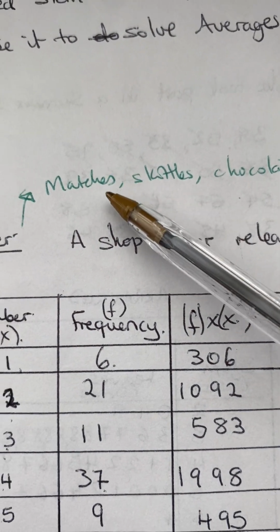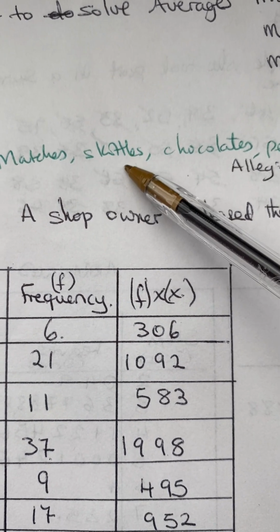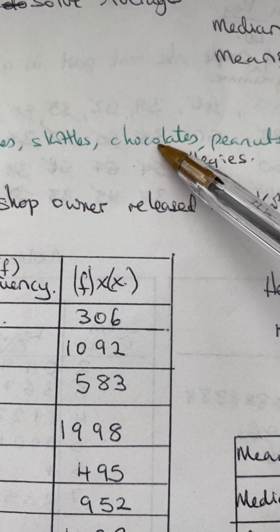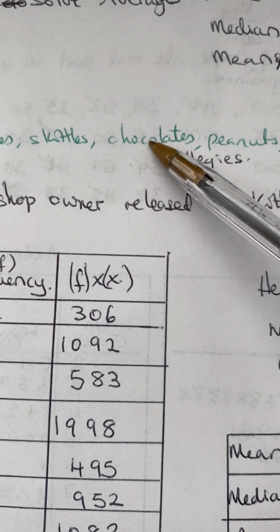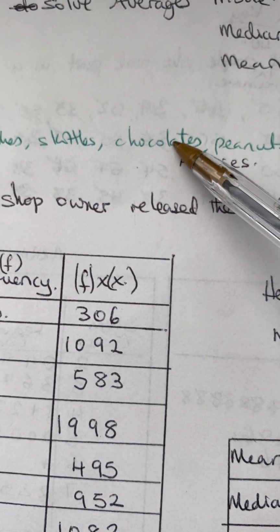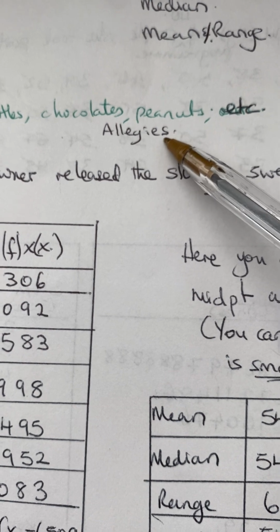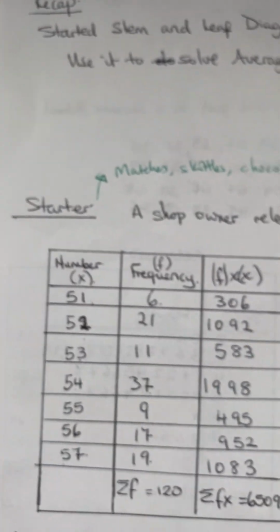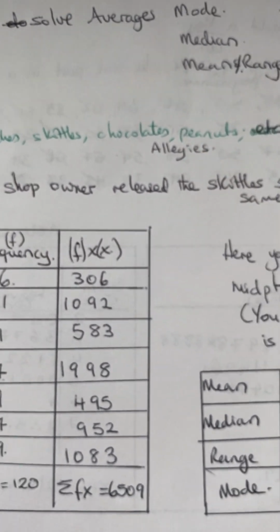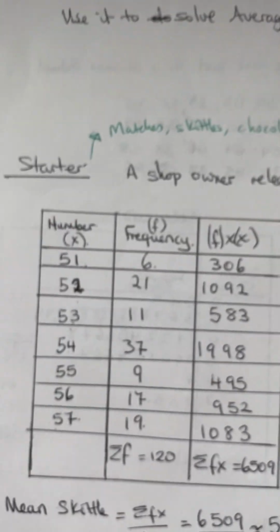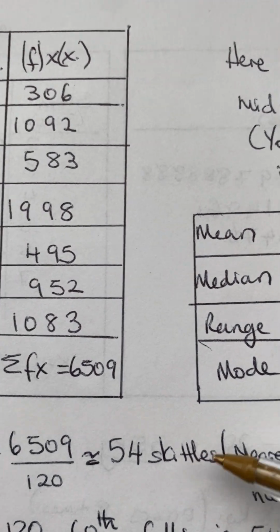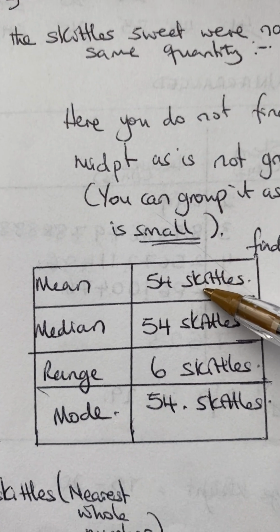So if you have things like matches, skittles, chocolates, the chocolate celebrations, you can't have like 2.01 of them. You can only have whole numbered sweets. So be mindful of the question, what they are giving you to solve. So in this case, it's skittles. So to the nearest whole number is 54 skittles. So that is what I've put in the box.